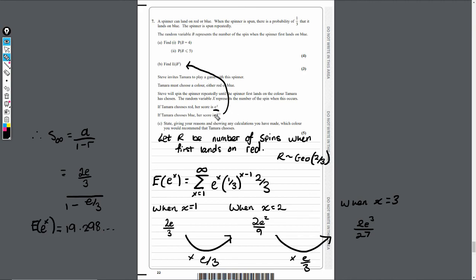And we know the expectation for x squared, that is what we just worked out in part B. So what was that? I can't remember what I wrote down. That was 15. There we go. So we want the one that gives us a larger number on average. So that will be the expectation of e to the x. So therefore, Tamara should choose red, because it's got a higher expectation.